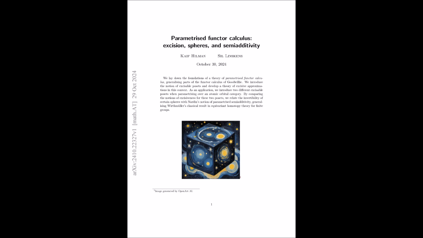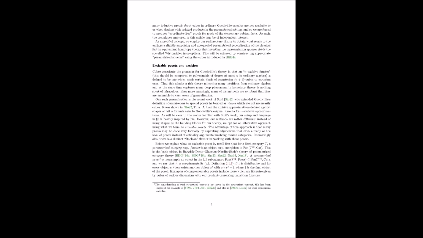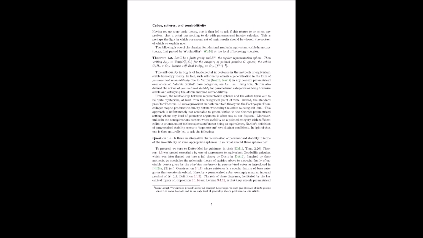Okay, let's move on to the heart of the matter, pages 7 through 12, where they define those excisable posets. They start by defining a complementable poset, a poset where every element has a unique complement. Right, and they emphasize two key properties: distributivity, ensuring that operations behave nicely, and complements, allowing for the decomposition of these structures in a specific way. You could almost think of it like a Boolean algebra, but for more abstract mathematical objects.